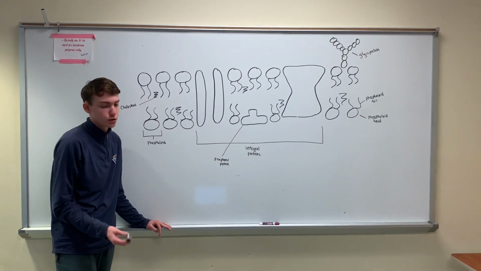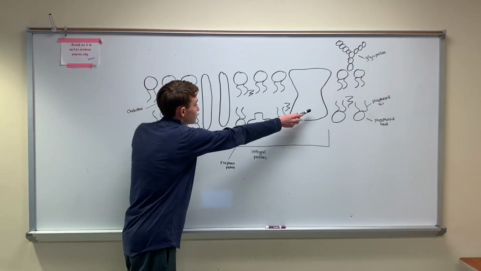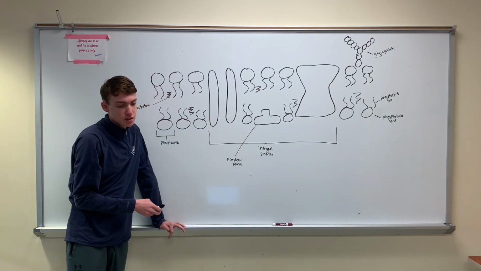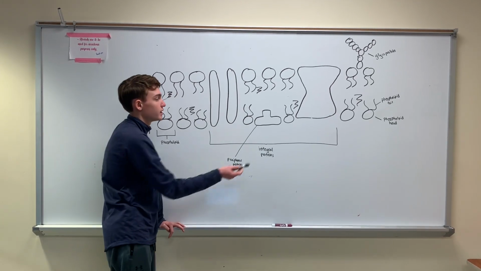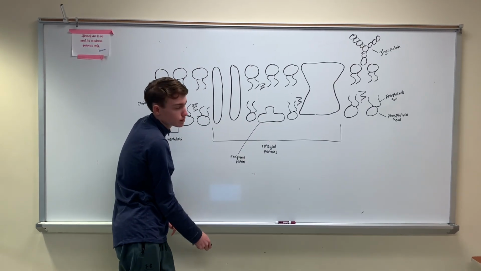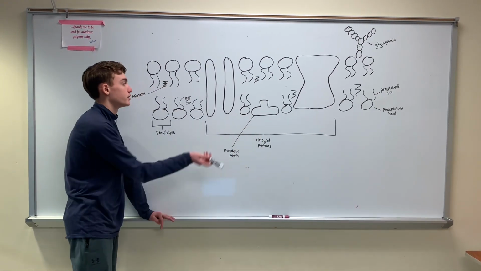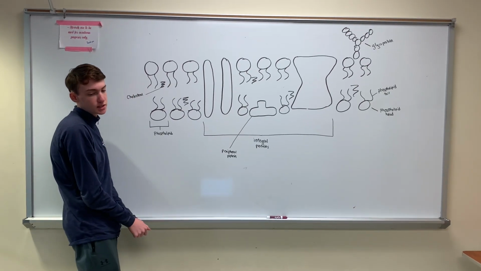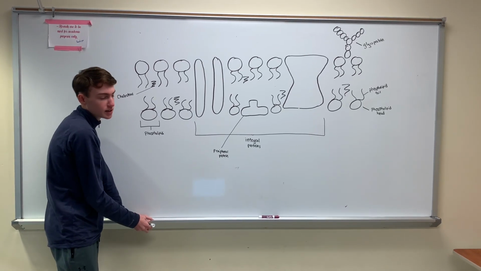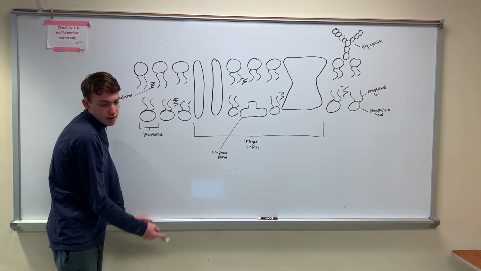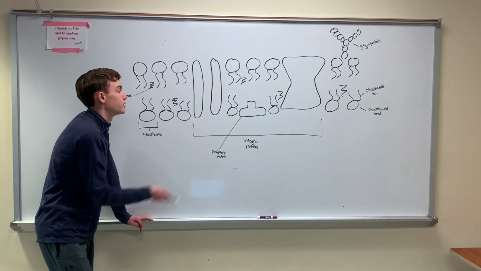Okay, so next we have integral proteins. In the phospholipid bilayer, there's two types of these. There's the protein pump and there's the protein channel. So protein pumps do what's called active transport, and they use ATP to pump larger molecules through the cell membrane, like in or out of the cell. And then over here are the protein channels, and they do what's called facilitated diffusion, and this does not require energy, and it's usually used for smaller molecules to enter or exit the cell.